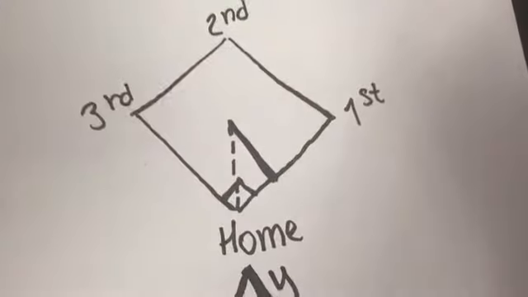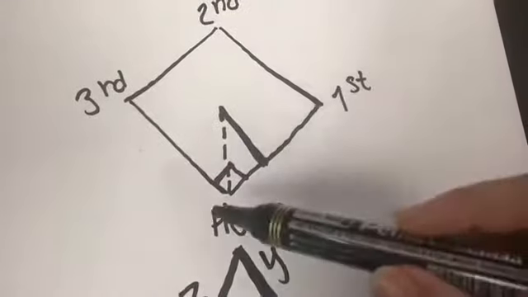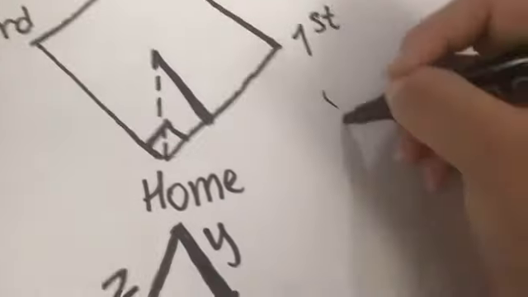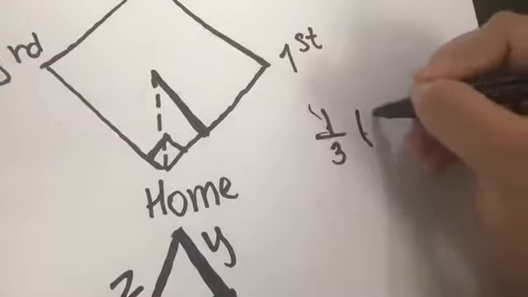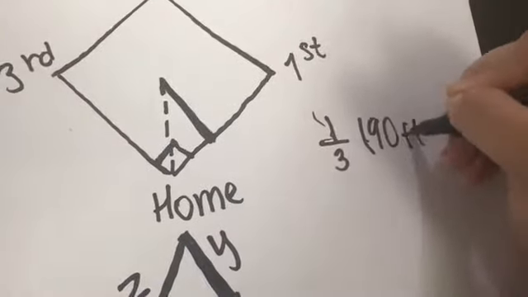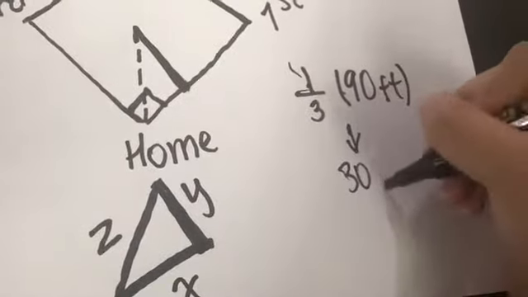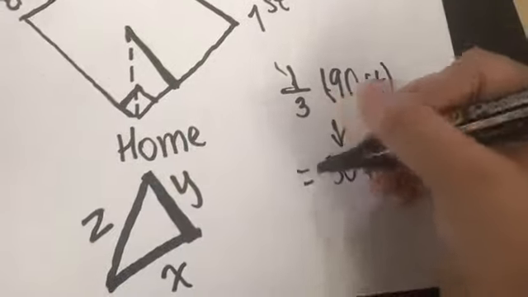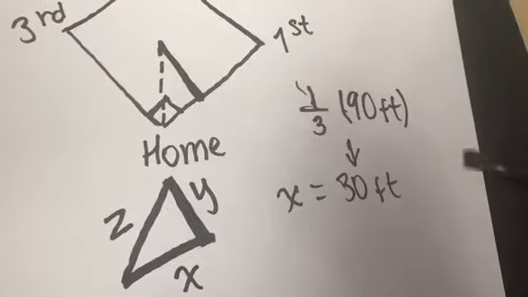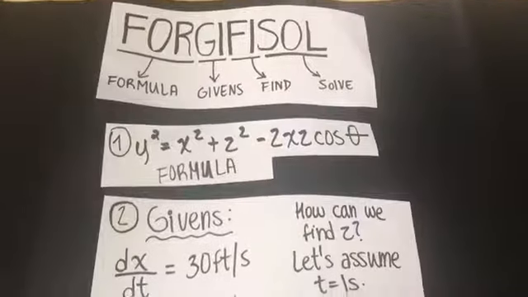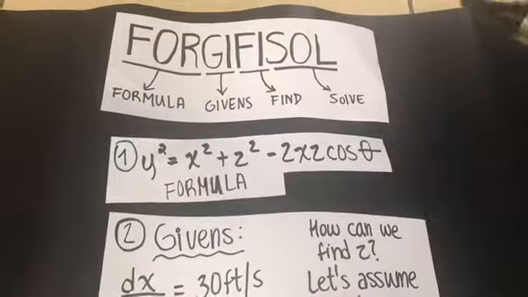Now, the problem also states that the batter covered a distance of 1/3 of the total side. So it will be 1/3 of 90 feet, which will be 30 feet. So x will be equal to 30 feet. This is a condition.